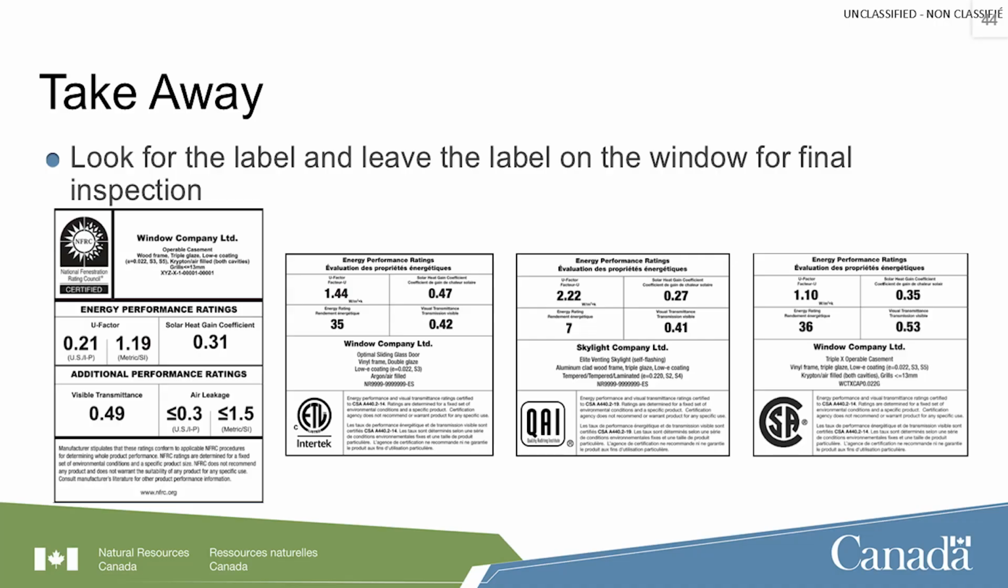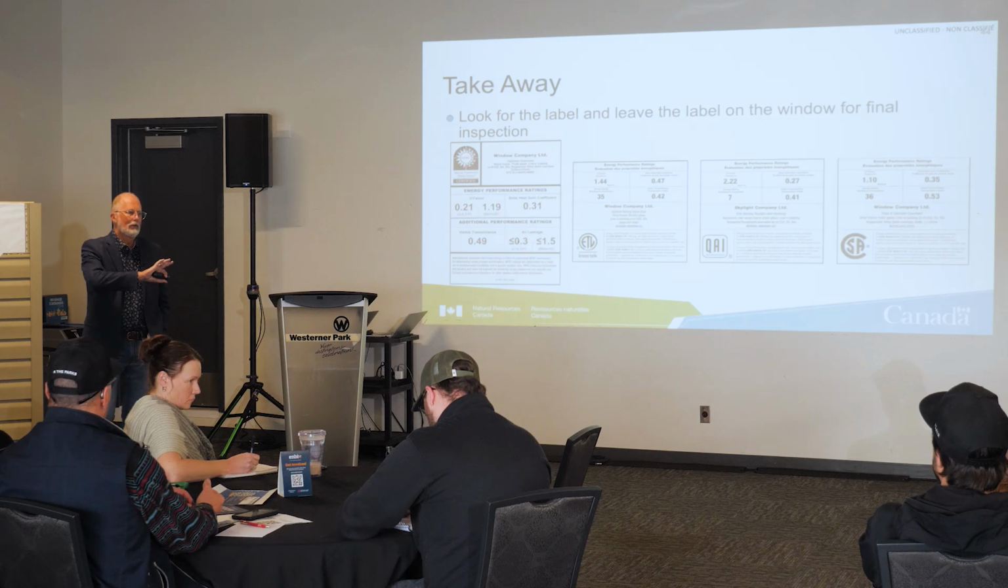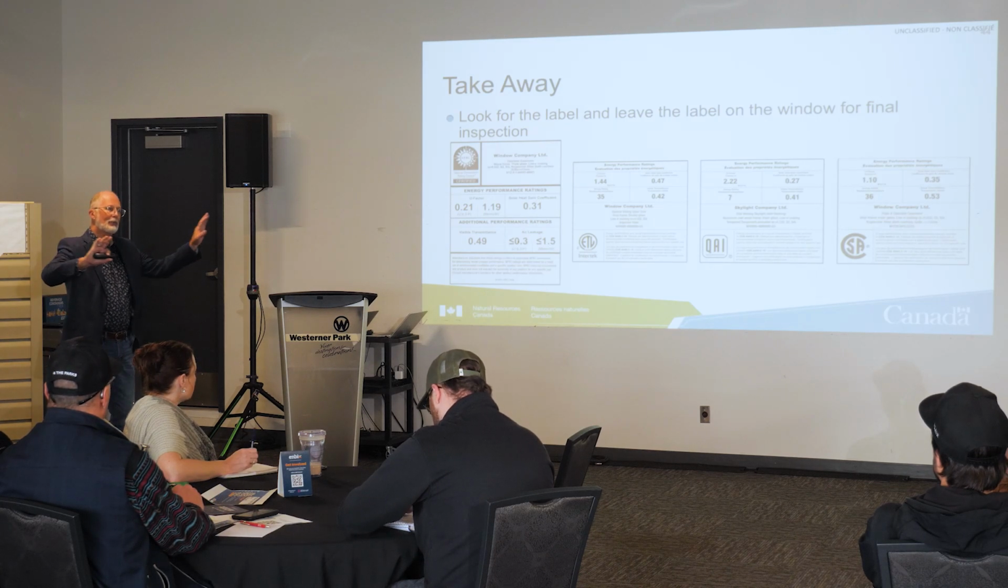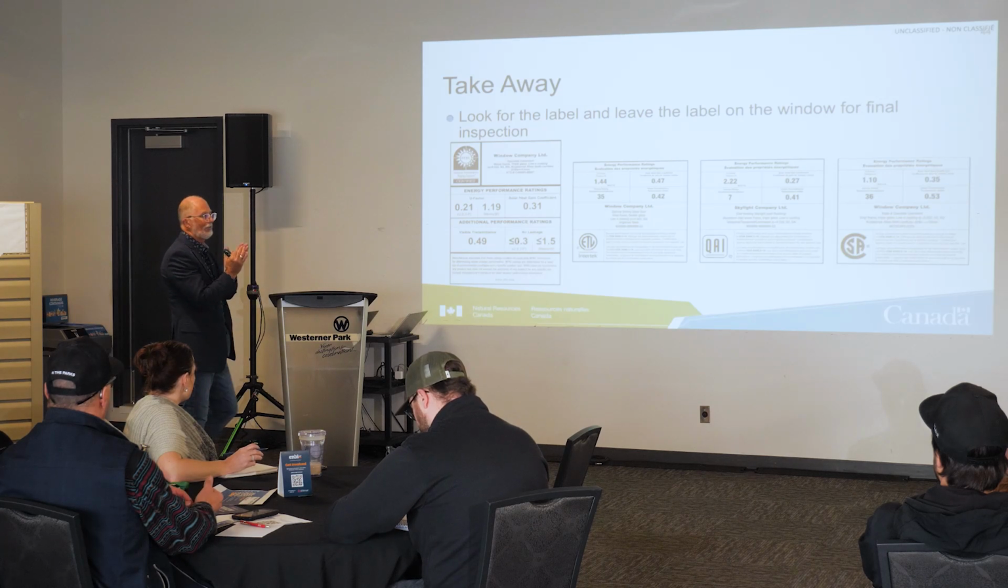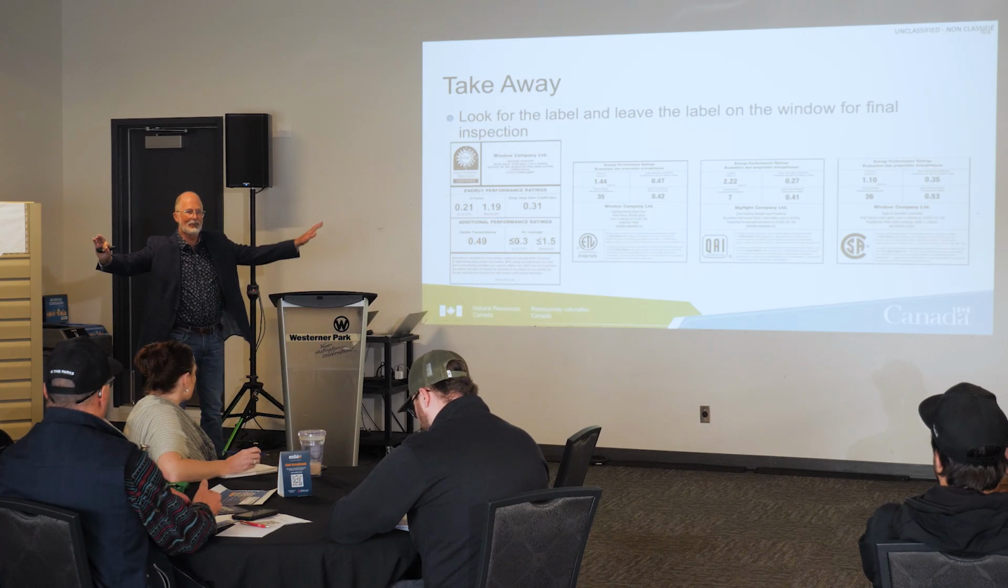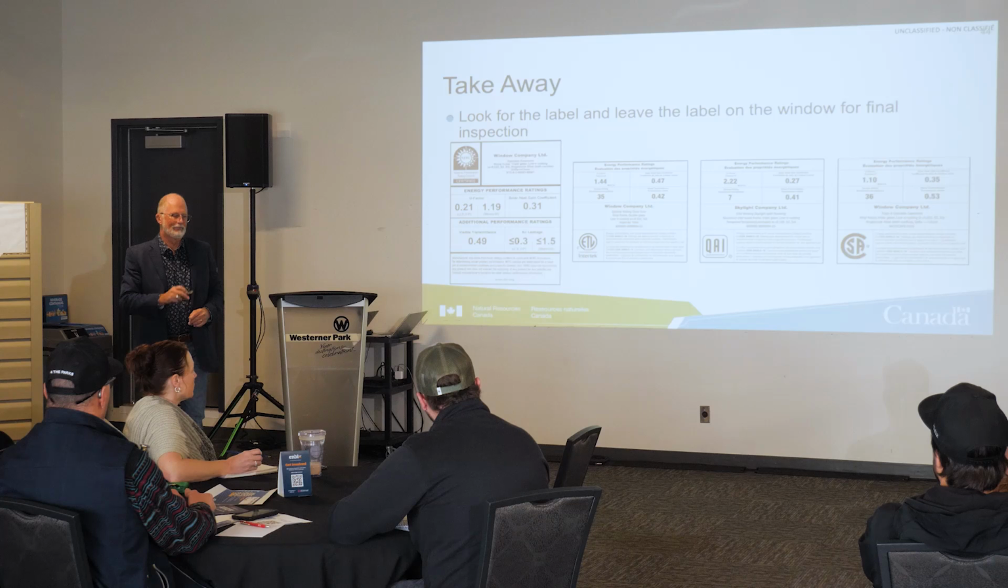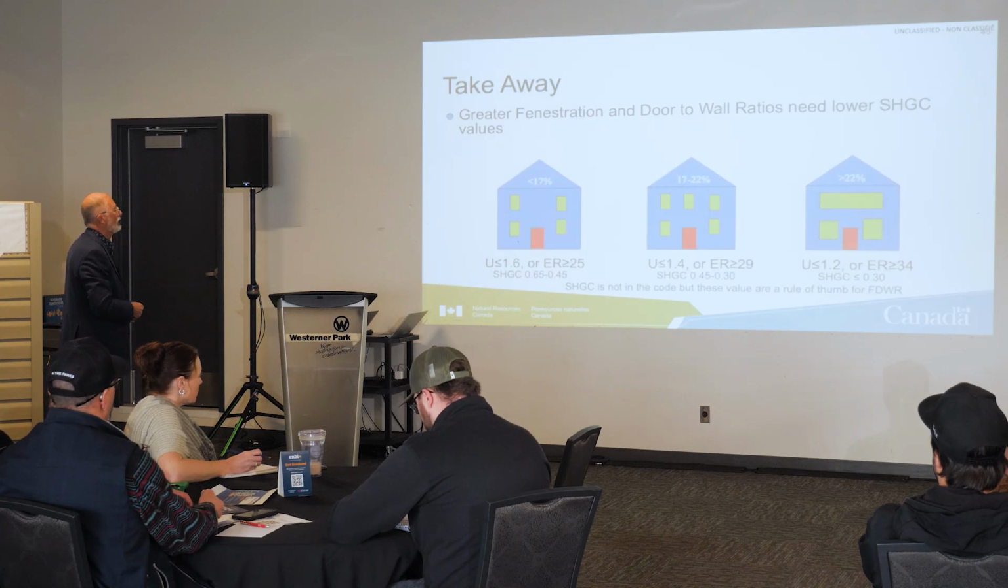The takeaway here, what's the label tell you? This is what you got in the house. This is not what you ordered necessarily. This is what you got in the house. So the label's pretty important. Does your framer understand that? If you order different windows for the north and the south side, did he check the label and make sure that it was in the right location? So the label's pretty important.